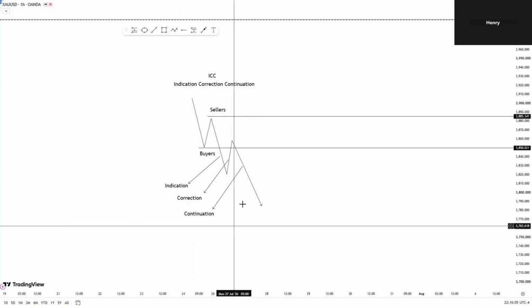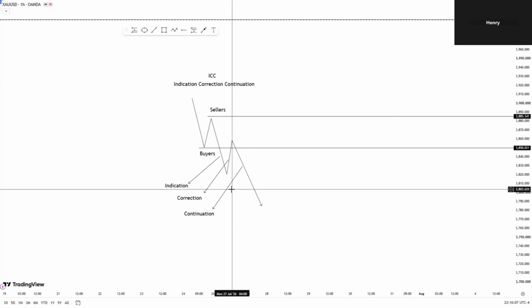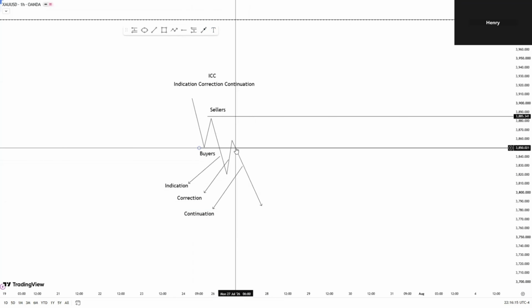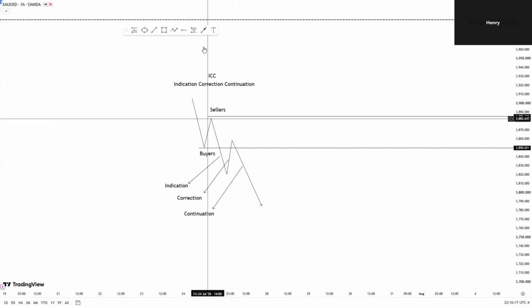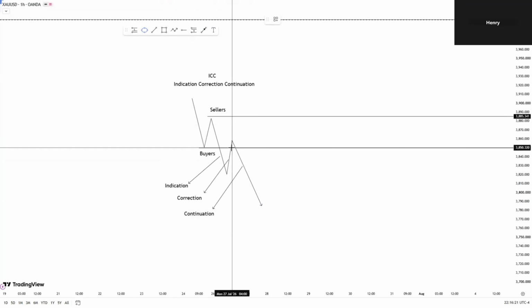Continuation, right? This is when we enter our trade. And the question I get asked most is, where does your entry come from? The entry comes from the point where price breaks underneath this level of buyers. So in this sense, this is where our entry is going to be coming from.